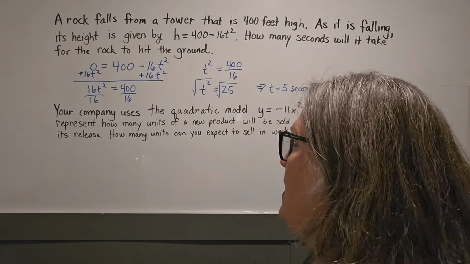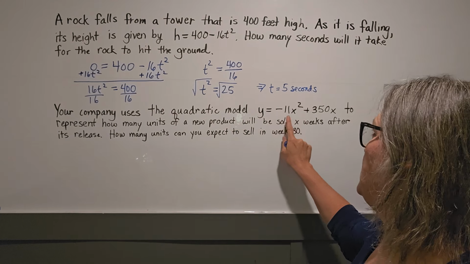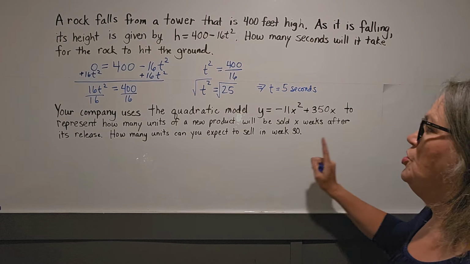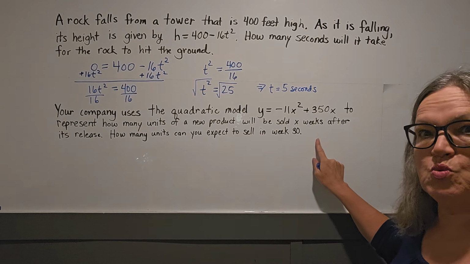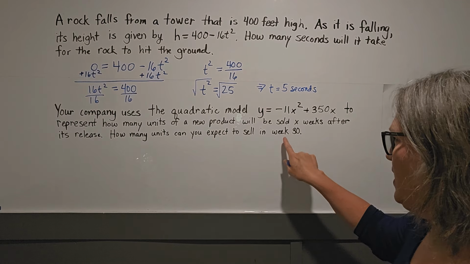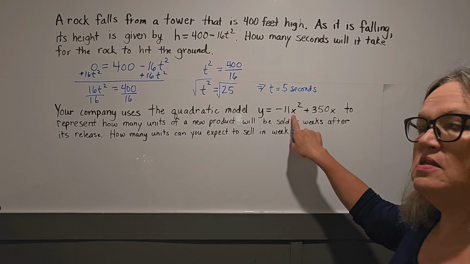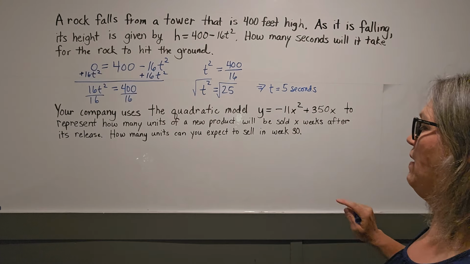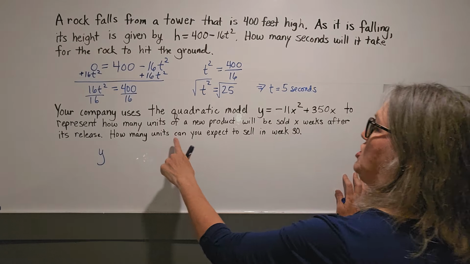Okay, now the next problem. Your company uses the quadratic model y equals -11x squared plus 350x to represent how many units of a new product will be sold x weeks after its release. How many units can you expect to sell in week 30? So we're given information about week 30, so that means x, which represents weeks, is 30. So I'm going to plug that into my formula. How many units, that's the y, that's what we don't know.